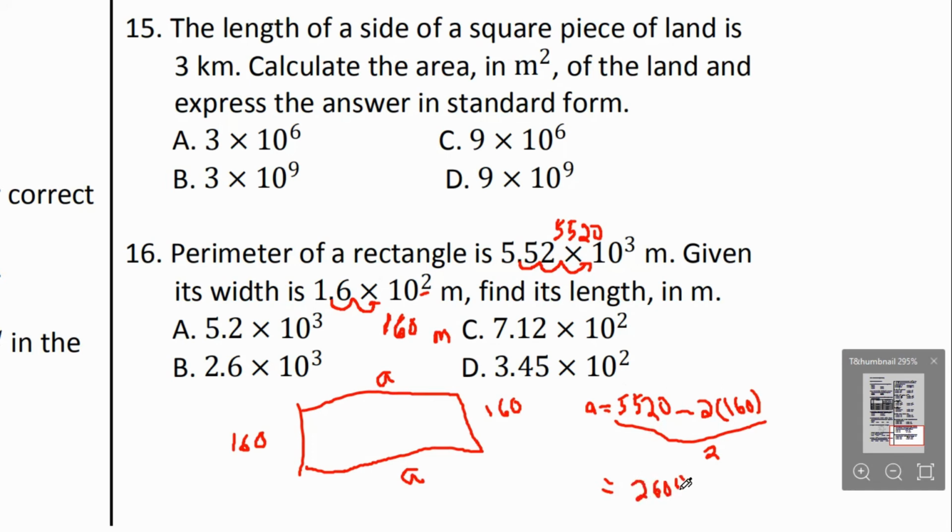Change it to standard form. 1, 2, 3. 3 moves to the front. So the answer will be 2.6 times 10 to the power of 3. B.